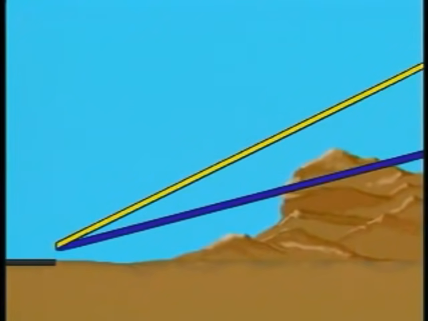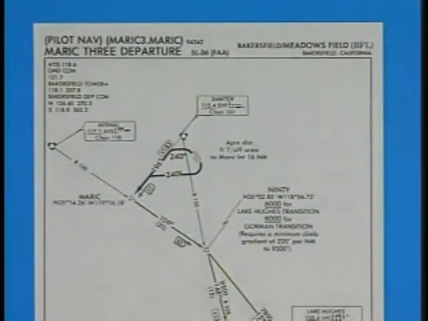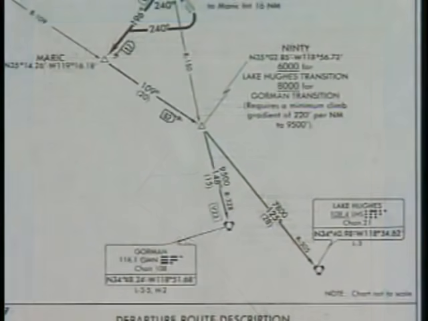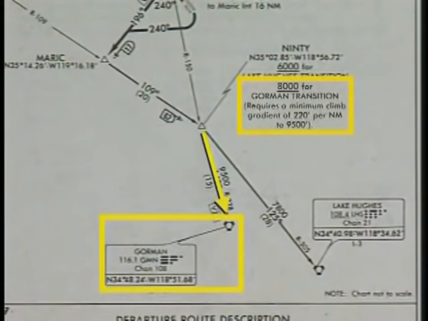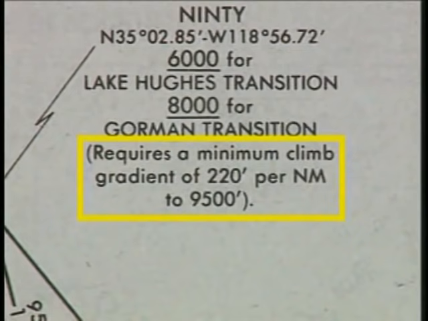When an obstacle, such as rising terrain, penetrates this gradient, obstacle avoidance procedures must be specified in either a textual or graphic format. One of these procedures is to incorporate a climb gradient greater than 200 feet per nautical mile. If you filed and expect to be assigned the Gorman transition, the minimum climb gradient is 220 feet per nautical mile to 9,500 feet.